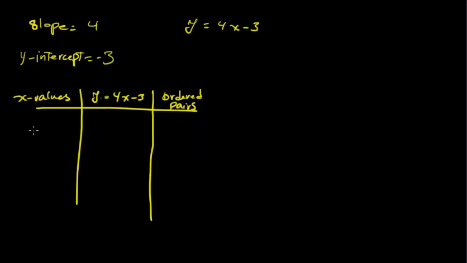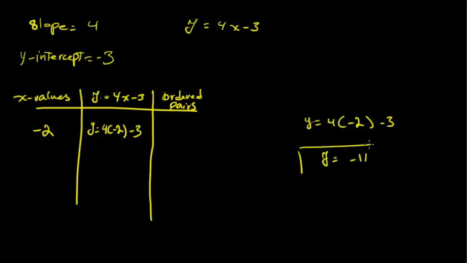Let's choose -2 as x and see what would be the corresponding y value. So y equals 4 times -2 minus 3, y equals -11. So if x is -2, y is -11.